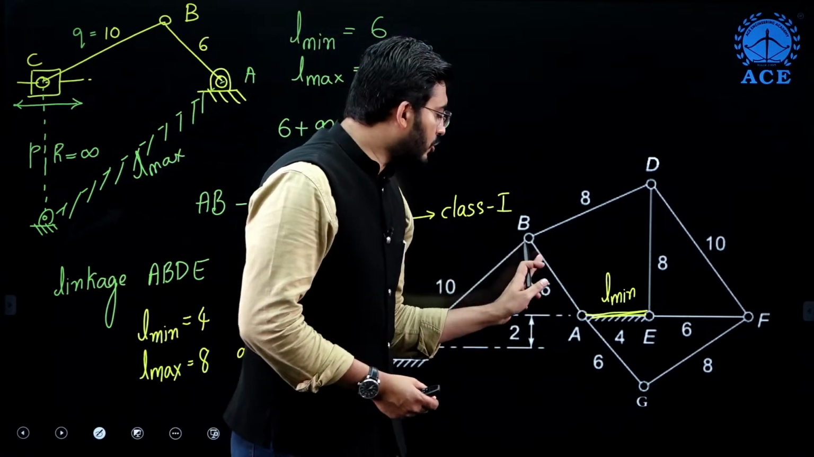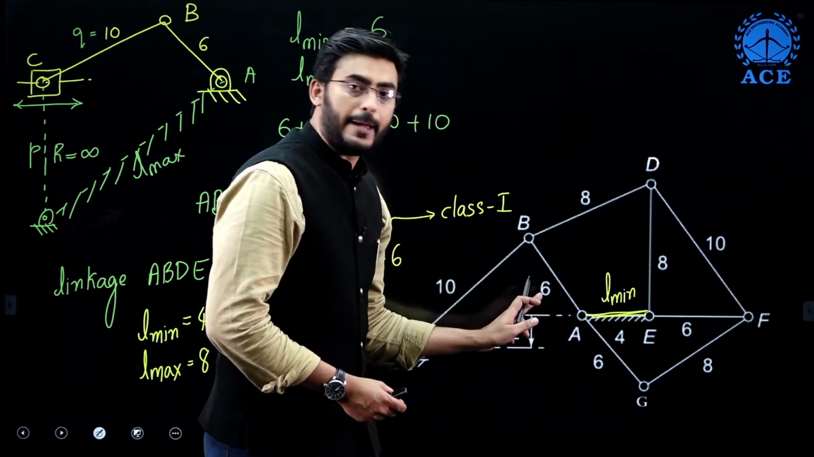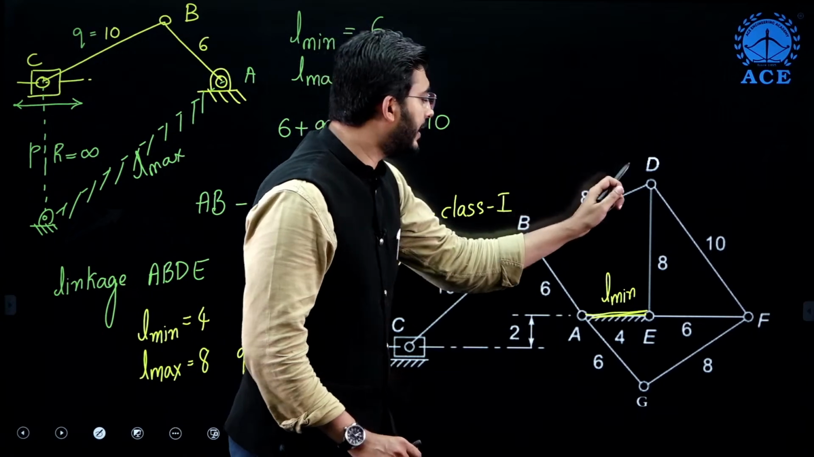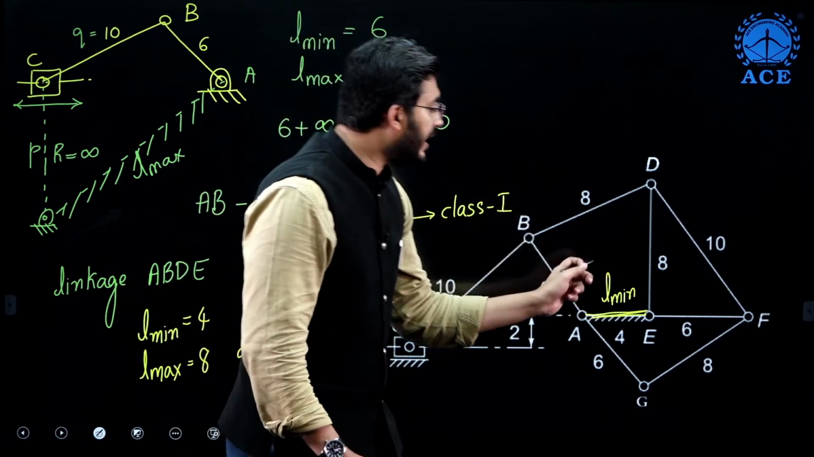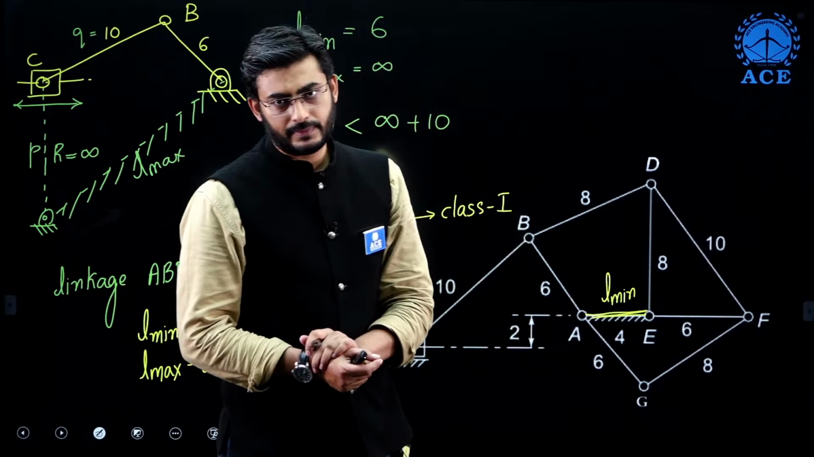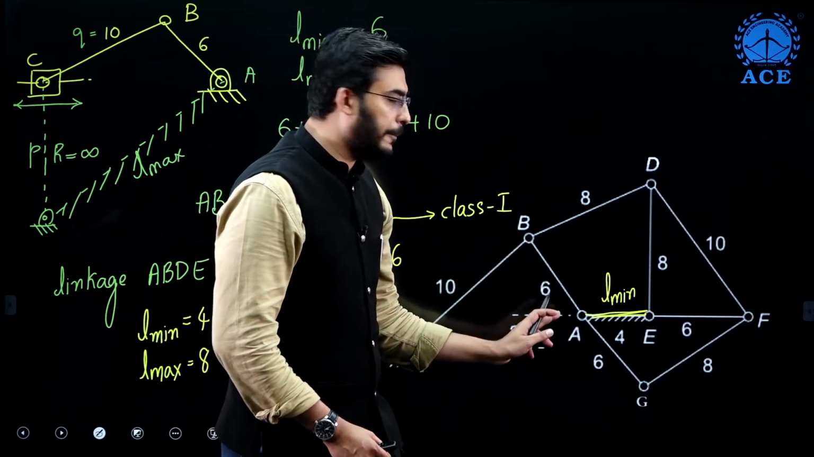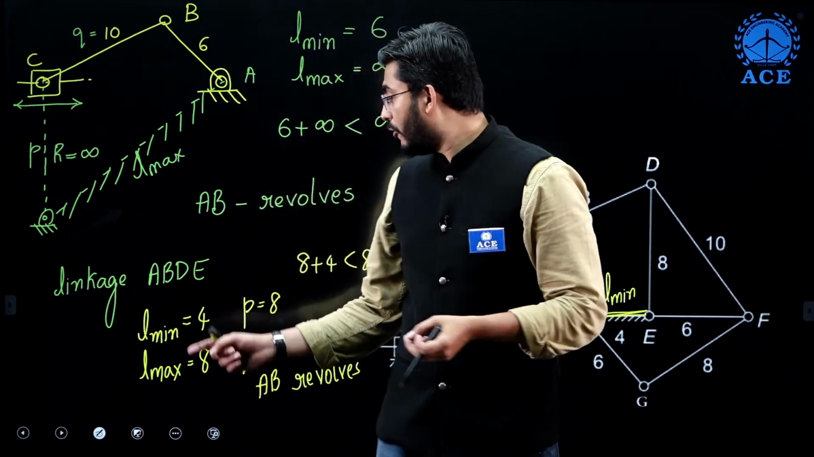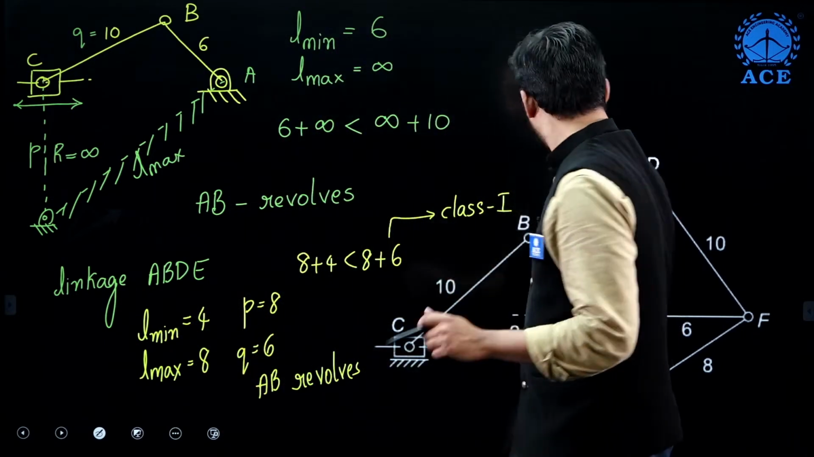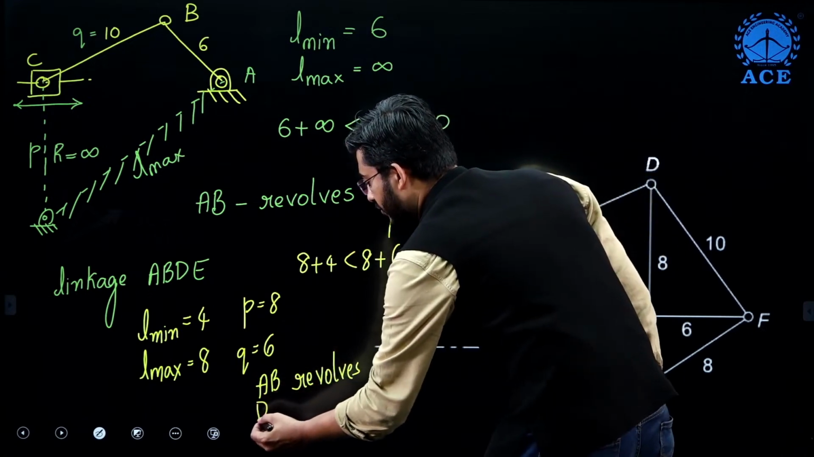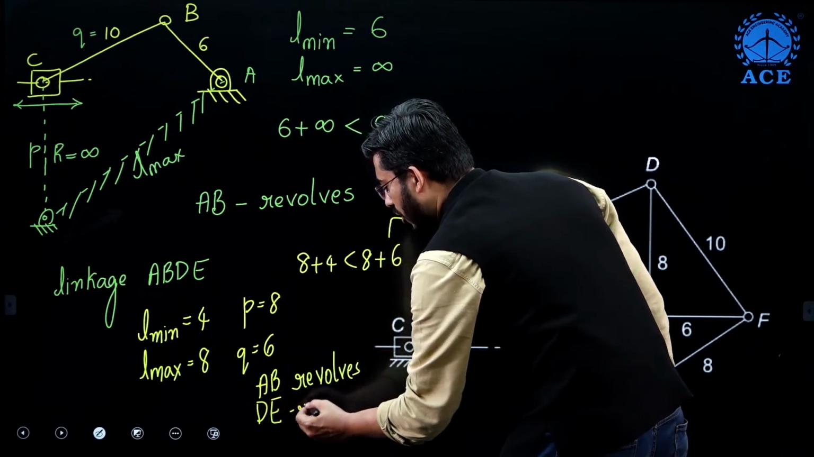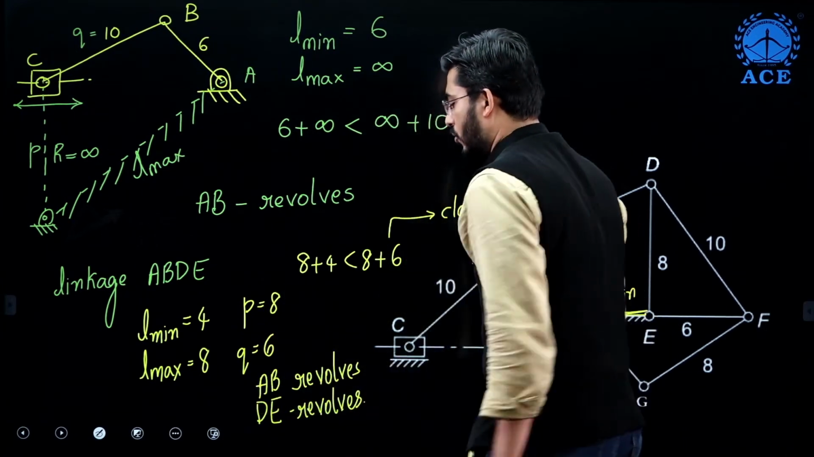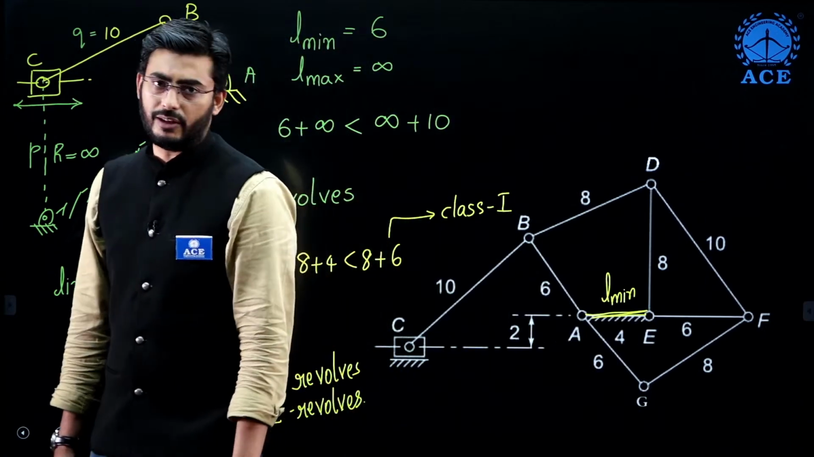And if AB is going to revolve, this AB becomes the input link for mechanism A, B, D and E, and DE is going to revolve. So AB becomes the input link for the linkage A, B, D and E, and we are also proving it. AB revolves as well as DE also revolves, because the Grashof's law is getting satisfied. Even DE is also revolving.